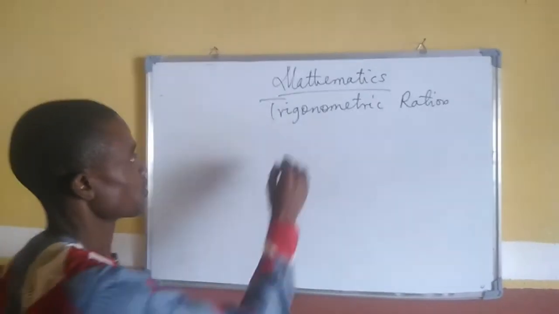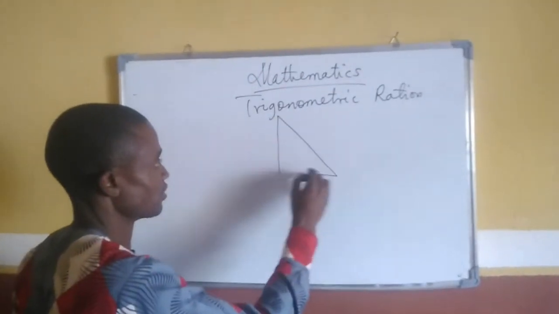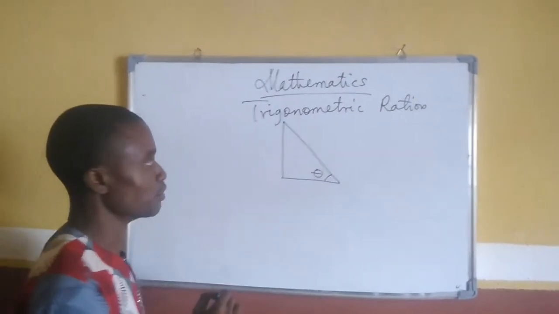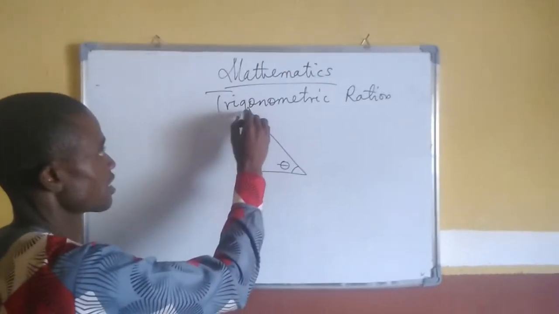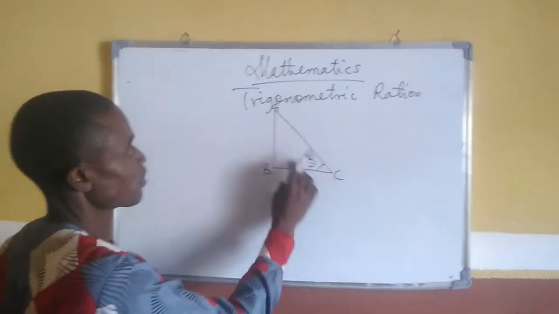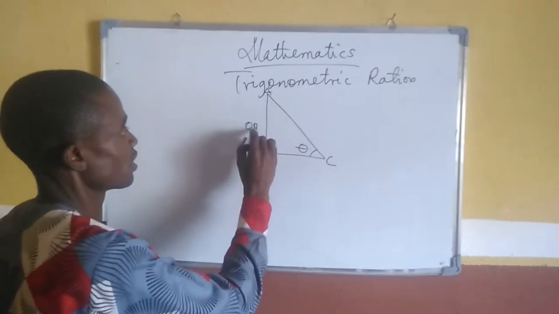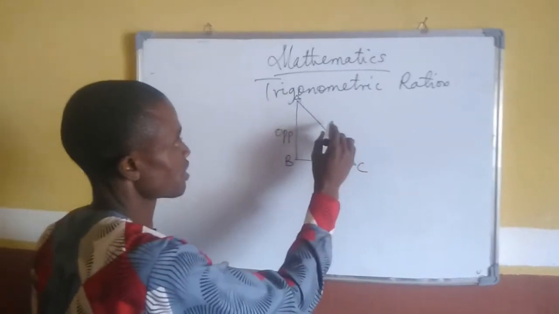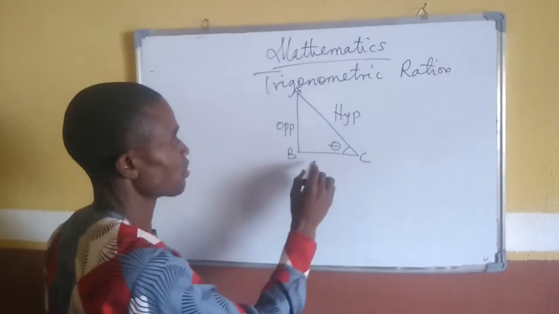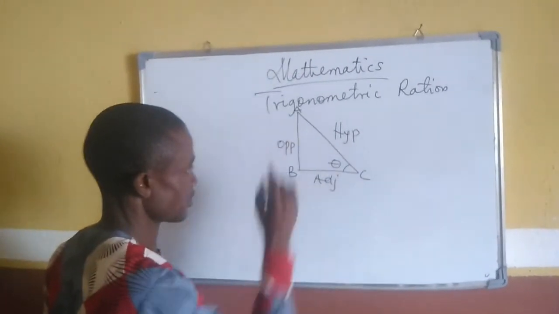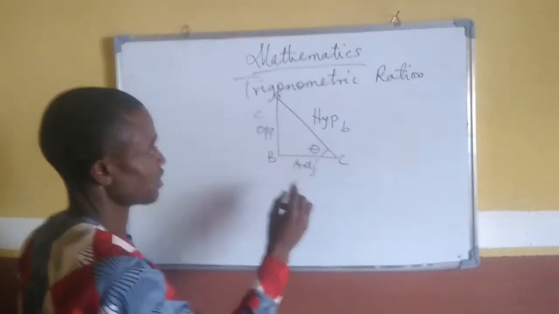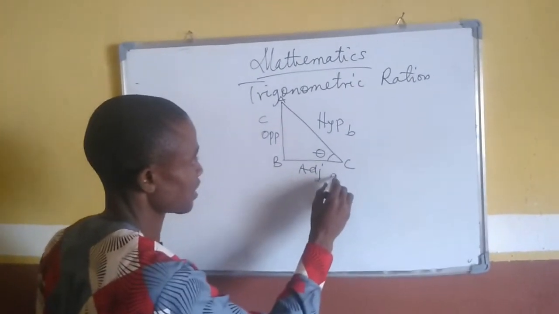Under right angle triangles, we have three sides. If I have this as my theta, that is the angle, that means I have the sides A, B, and C. The side opposite the angle, I say opposite. The longest side, I can call it hypotenuse, while the base side to the angle, we call it adjacent. So let me take this as my small b, this as my small c, and this as my small a.